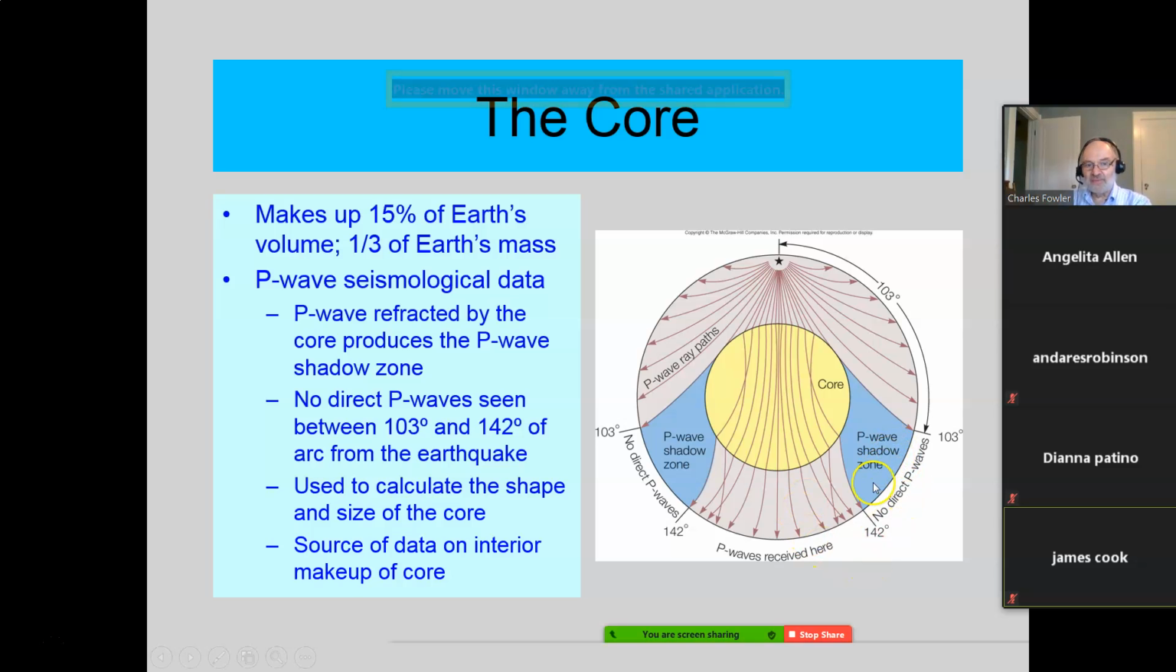This shadow zone, no direct P waves here, direct P waves here, direct P waves here. Now, if the earthquake had been over here, the shadow zones would have been here and here, you know. So it's always between 103 and 142 degrees from the epicenter of the earthquake around the globe. But between 142 and 180, there you have P waves again.